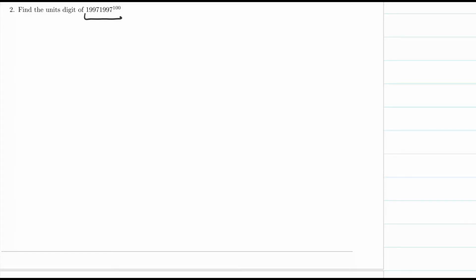So again, I do the same thing I've done above. First of all, the number 1997, etc. is a large number, but I can replace it by its class modulo 10. 1997 is congruent to 7 modulo 10. The difference, indeed, is divisible by 10. So raised to the power 100 it is congruent to 7 raised to the power 100. And now the question, what's 7 raised to the power 100 modulo 10?